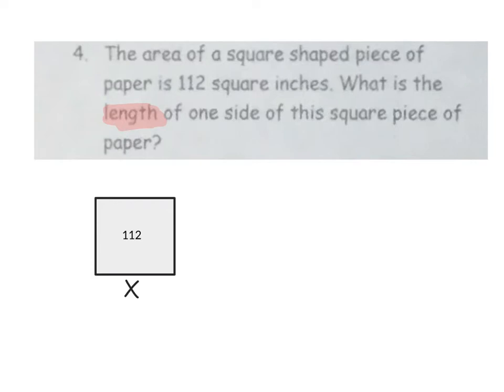Number 4, the area of a square-shaped piece of paper is 112 square inches. What is the length of one side of this square piece of paper?